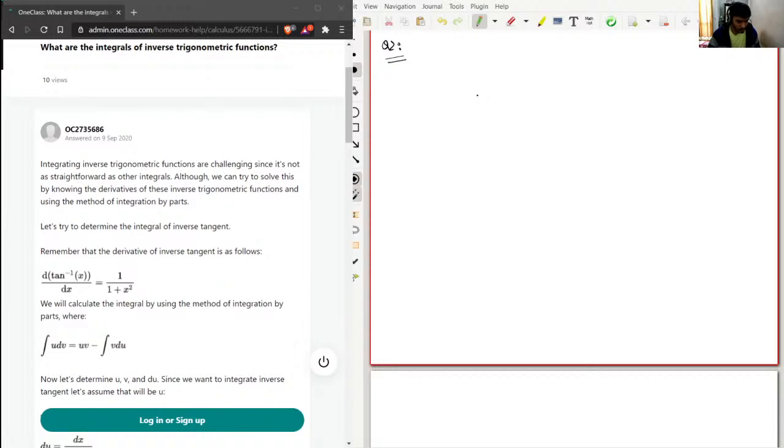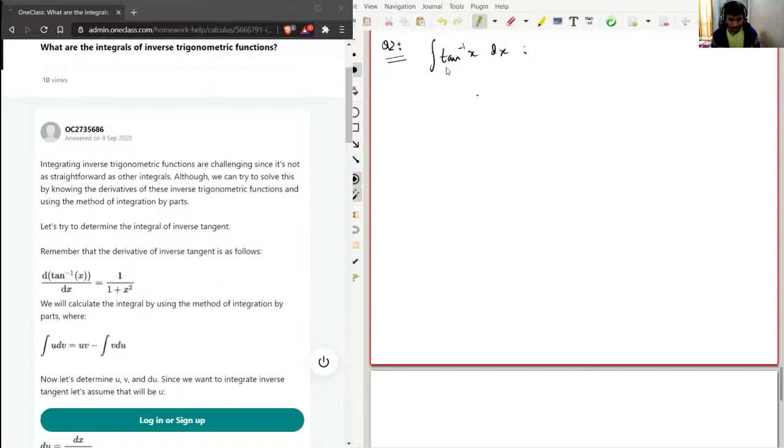Integrating inverse trigonometric functions is challenging since it's not as straightforward as the other integrals. Although we can try to solve this by knowing the derivative of these inverse trigonometric functions and using the method of integration by parts. So in this case, we'll be going for the integral of tangent inverse of x dx.